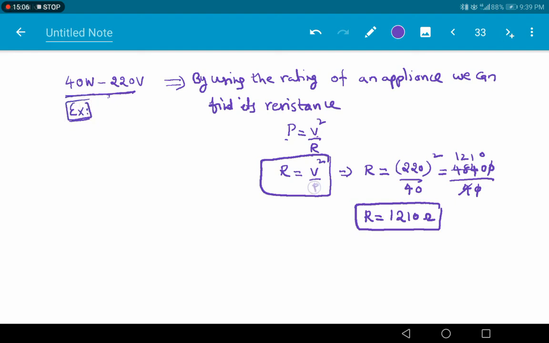And one more important point we are going to observe from this: the relation between resistance and wattage is an inverse relation. As wattage is more, resistance is less. So let us take one example.